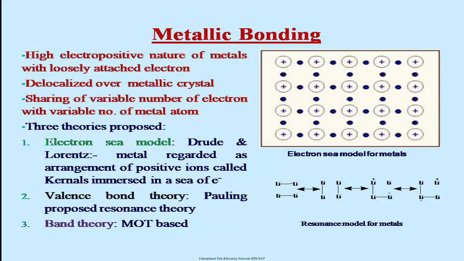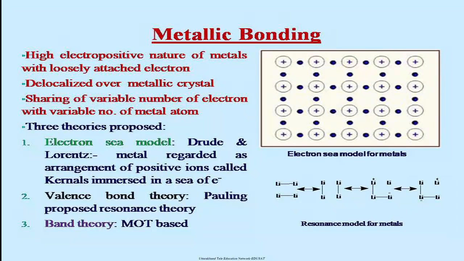These electrons are delocalized over a metallic crystal. This metallic crystal contains a sea of electrons in which electrons are moving from one place to another. There is sharing of a variable number of electrons with a variable number of metal atoms. Here the metal atoms can contain more than one atom, and these electrons are loosely bound to no one certain atom.